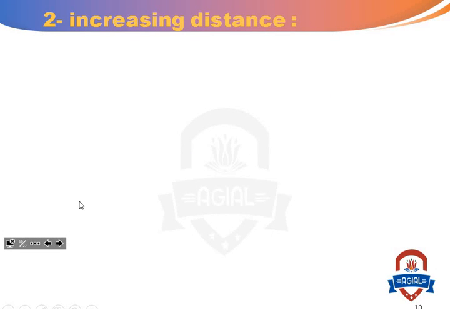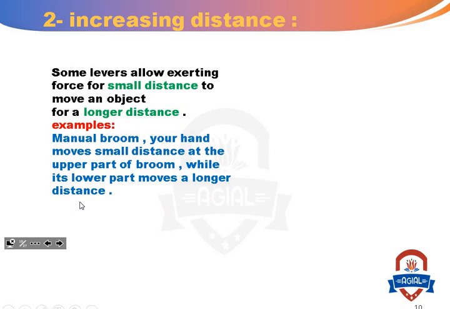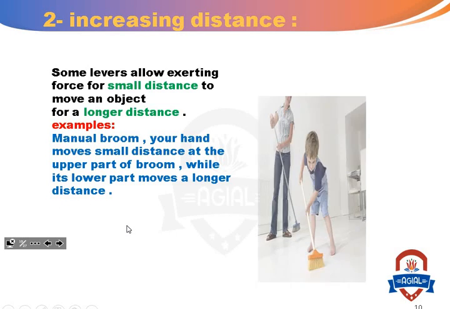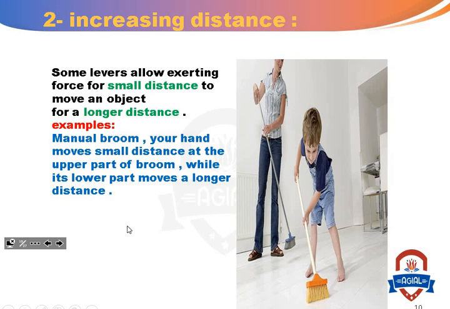Number two, increasing distance. Some levers allow exerting force for a small distance to move an object for a longer distance, like a manual broom. Your hand moves a small distance at the upper part of the broom, while its lower part moves a longer distance, as we see in this picture.